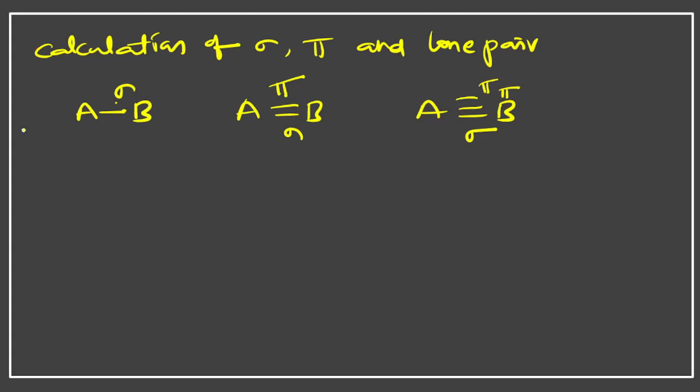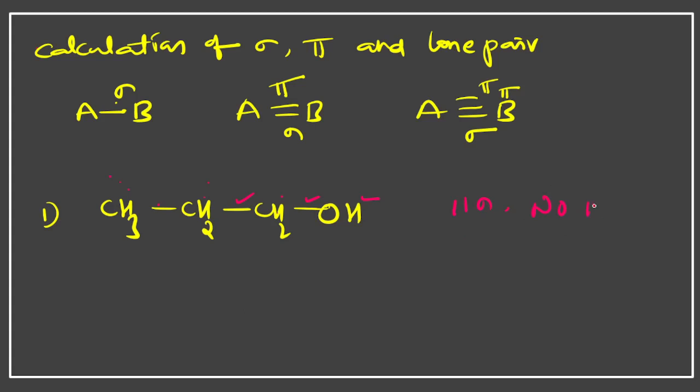Let us look at a simple example. CH3, CH2, CH2OH. Hydrogen is also considered as one sigma bond. Now count the sigma bonds: 1, 2, 3, 4, 5, 6, 7, 8, 9, 10, 11. So it has 11 sigma bonds and no pi bond.